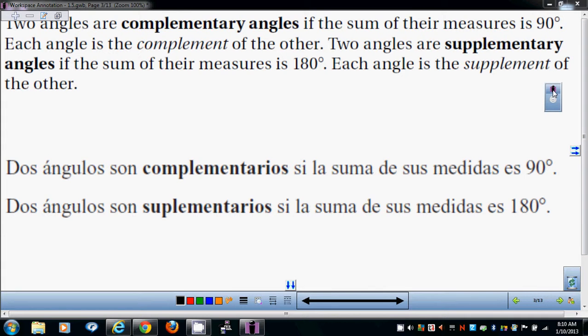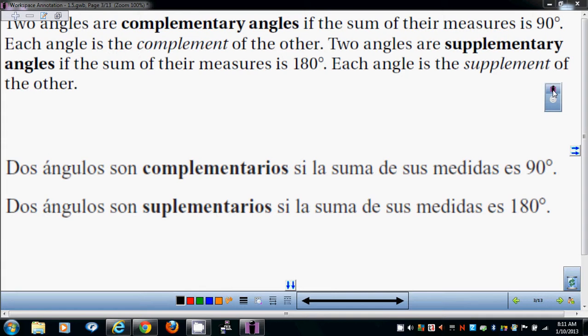Complementary means they add to 90 degrees. Means 2 angles. Actually, I guess it could be more, but most likely it's 2. Yeah, 2 angles. Add to 90 degrees. So what would be complementary with 60? Oh, thank you, Trip. 30. Very good.